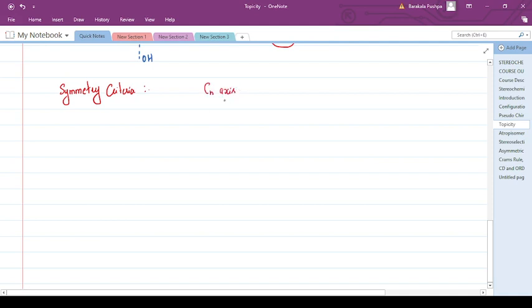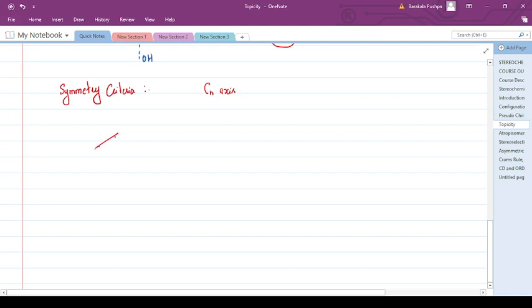If a molecule contains a Cn axis, and by rotation about that Cn axis we can interchange the ligands, we will call them homotopic ligands. By rotation through a Cn axis, if you get the same molecule as the previous one, then you call them homotopic ligands. So let us see an example here.